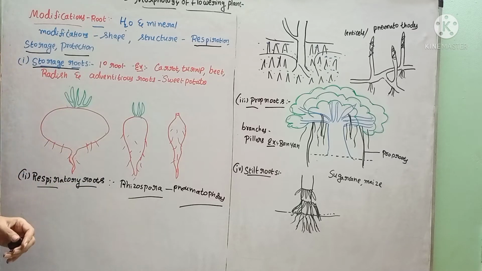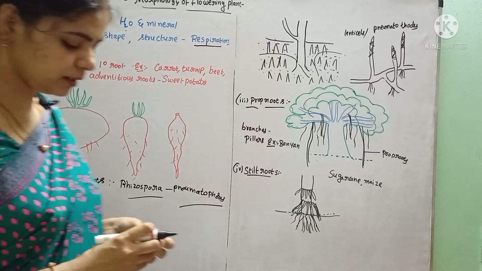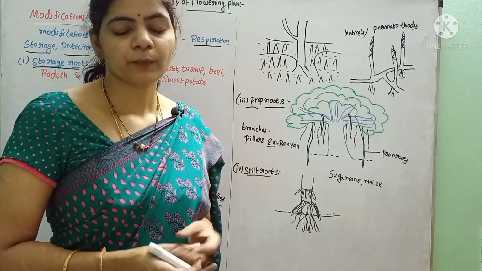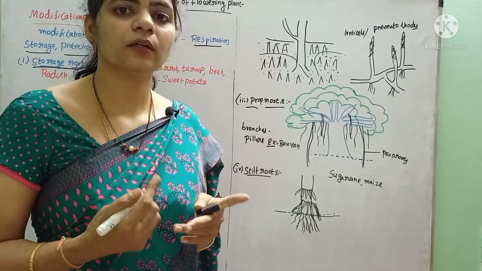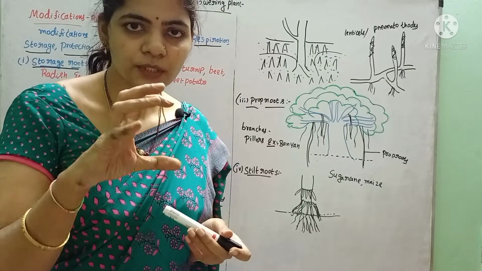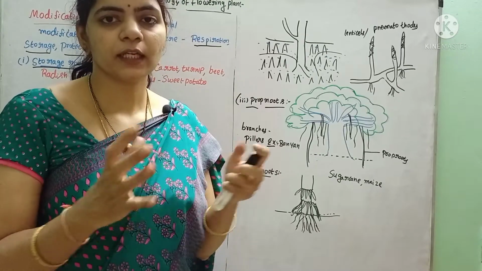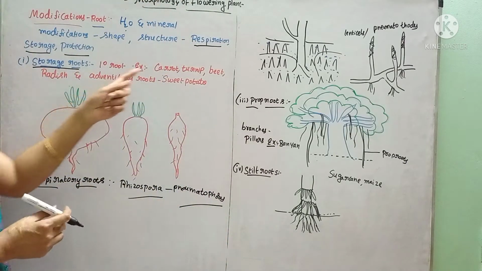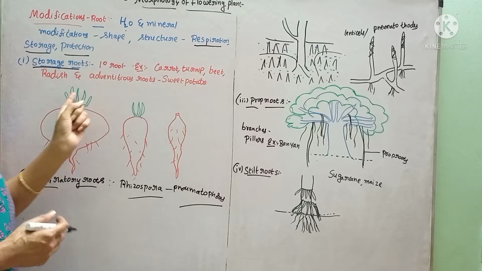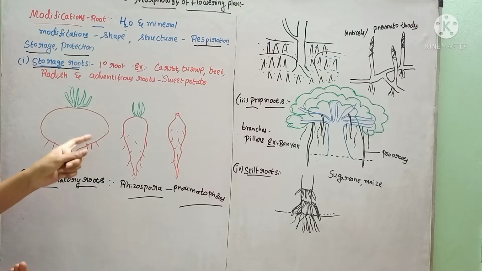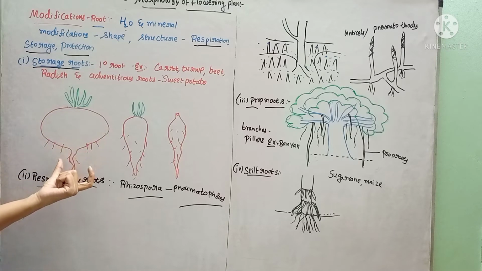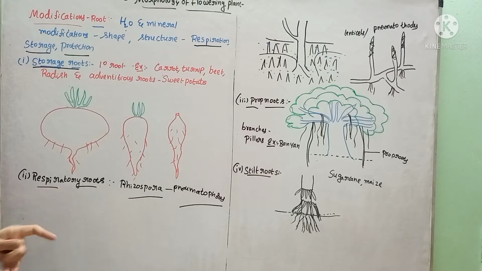The first one is the storage roots. In some plants, they store excess food material in the main root system. Because of the storage of excess food material, the shape of the root system will change and they develop into bulged structures. So they are called storage roots. These are seen in roots such as carrot, turnip, beetroot, and adventitious roots of the sweet potato. In this condition, the main taproot system will store the excess food material and develop into bulged root-like structures.